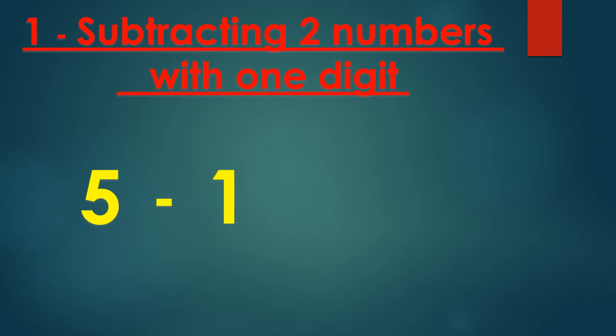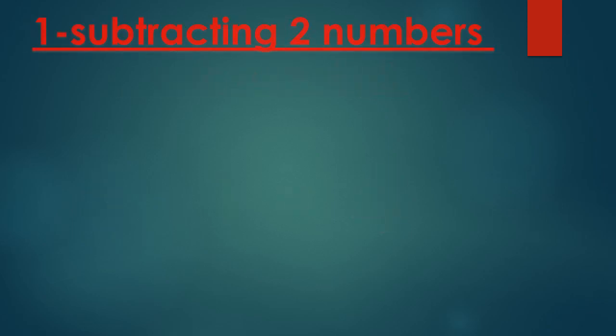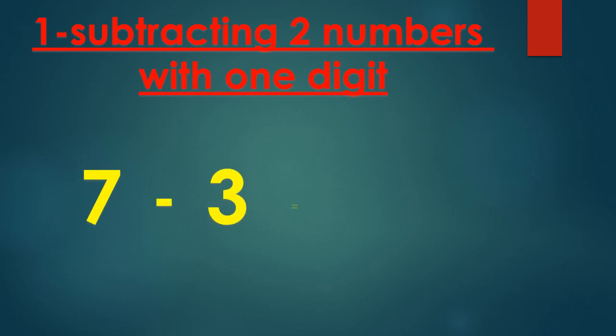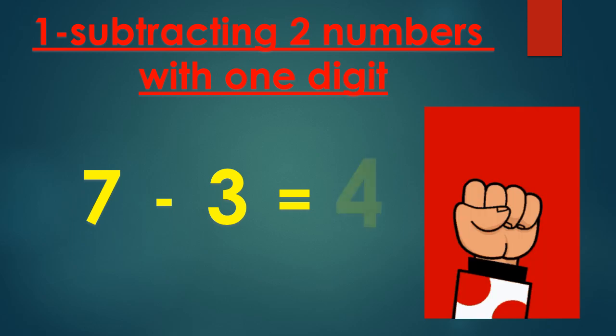We remove 1 from the 5, so it becomes 4. Another example of subtracting two numbers with one digit is 7 minus 3. Count 3 backwards from the 7. 6, 5, 4.